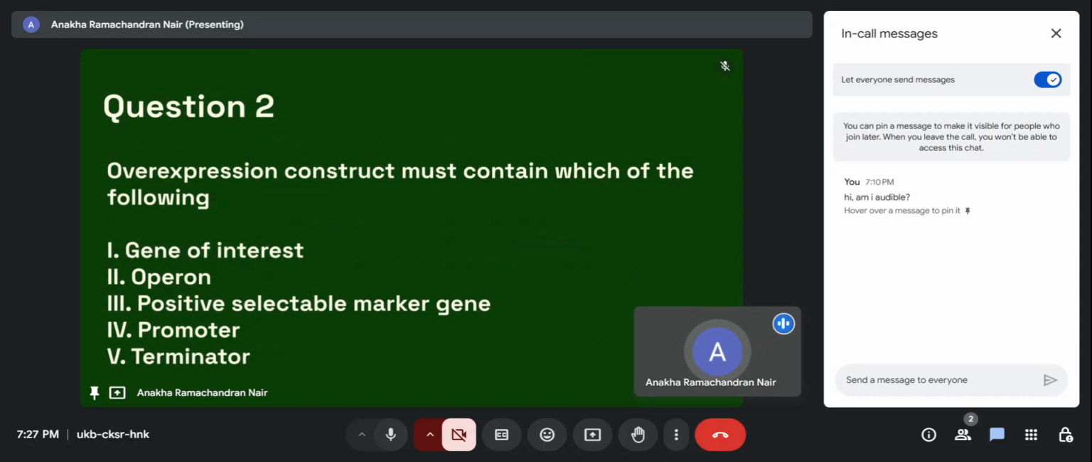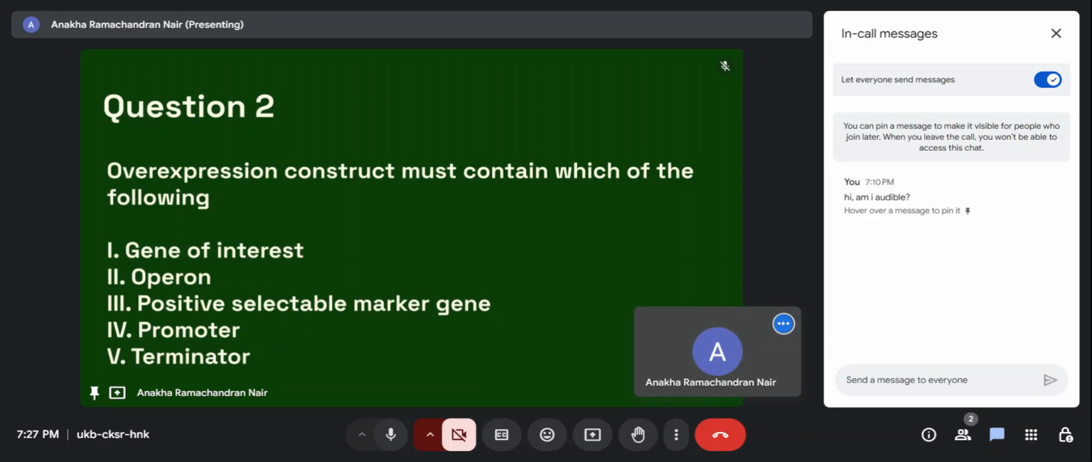Positive selectable markers are needed when you transfer a vector into another cell, when you're doing recombinant DNA, right? So when you're transferring a vector into another cell, you require positive selectable markers. And that is because you need to select the cells which have the plasmid or the vector in it, right?